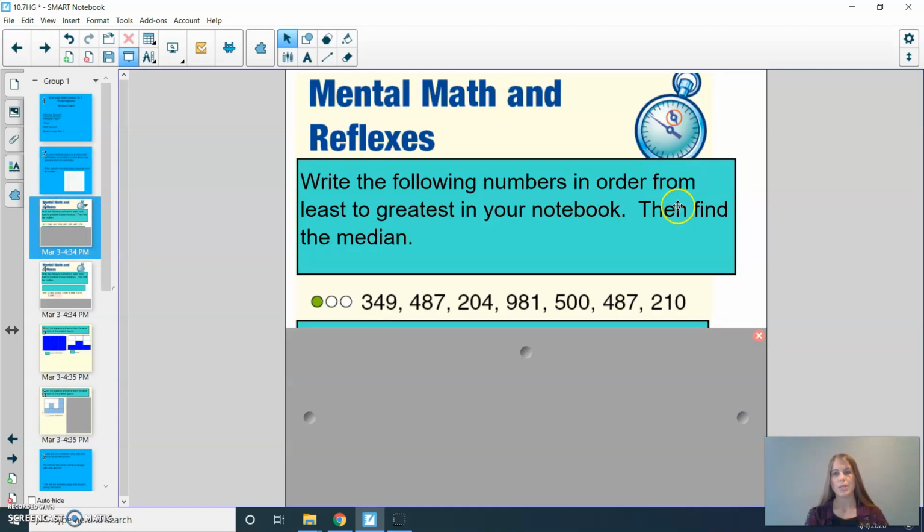Write the following numbers in order from least to greatest in your notebook. Then find the median. I'll first read the numbers to you. So we have the numbers 349, 487, 204, 981, 500, 487, and 210. Notice how these are not in order yet. So again, press pause, put them in order, find the median, and then press play.